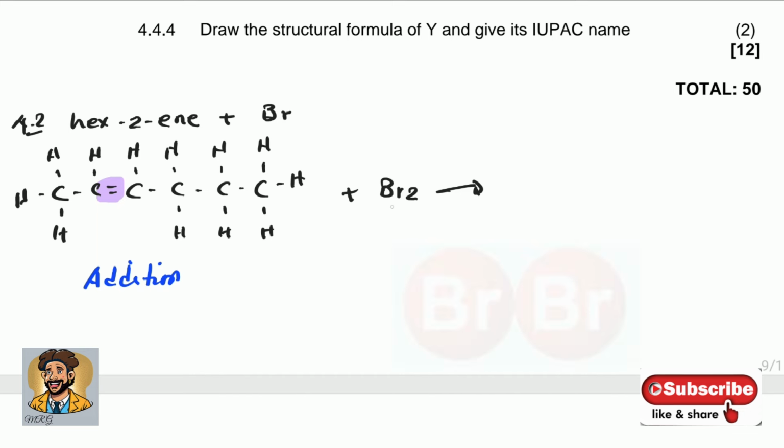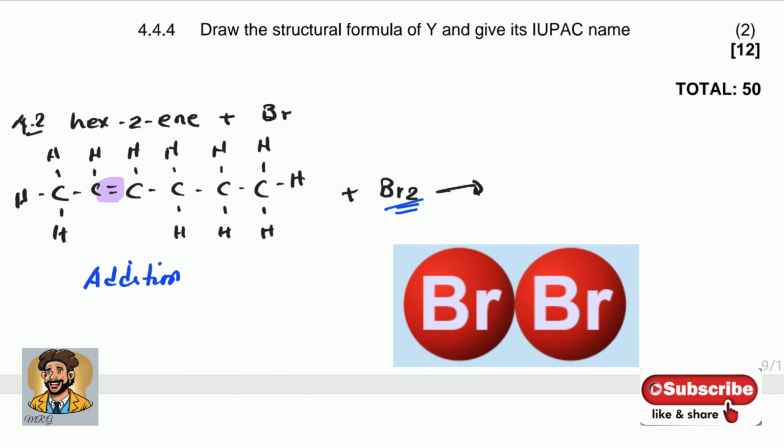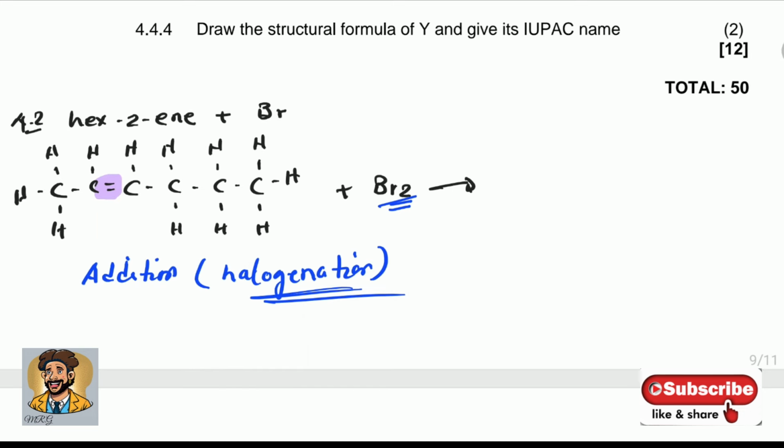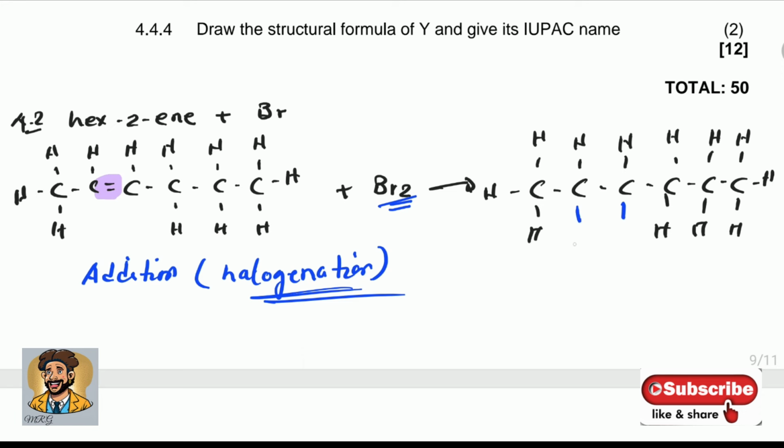Now, we are adding bromine, so it's a halogen. So what type of addition are we having here? Halogenation. This is not part of the question, but we're just trying to get as much information as we can. So what is going to happen? That double bond is going to break spontaneously, and the Br atoms are going to take that place. So here we have the 2 spaces, and each space will get 1 Br. This is halogenation. It's quite simple.